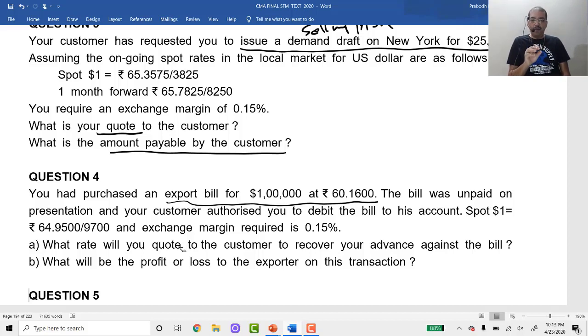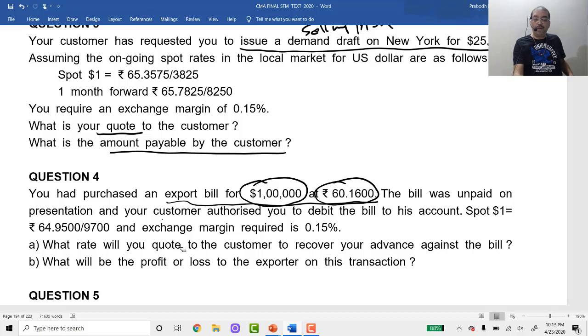You have purchased $1 lakh at this rate, thinking that you are going to get the cash against that at 60.1600 from the customer. Bill was unpaid on presentation, so the bank took it to the customer's bank. Customer's bank did not pay. So bill has been dishonored.